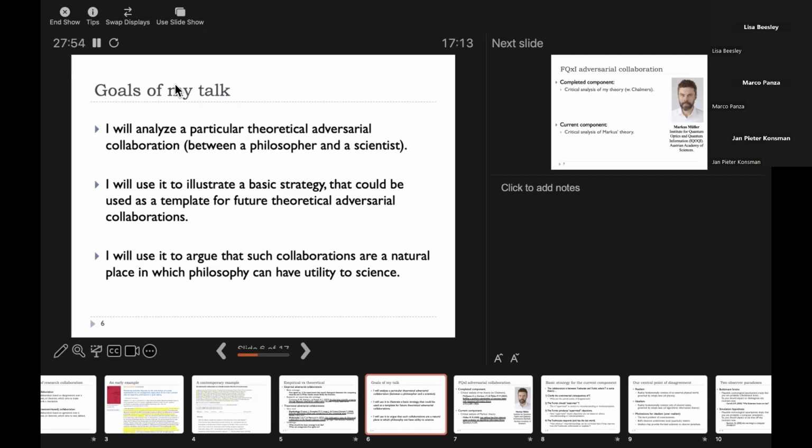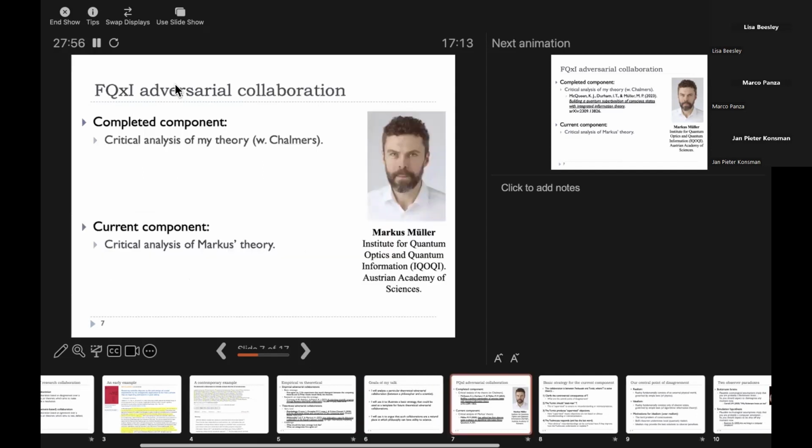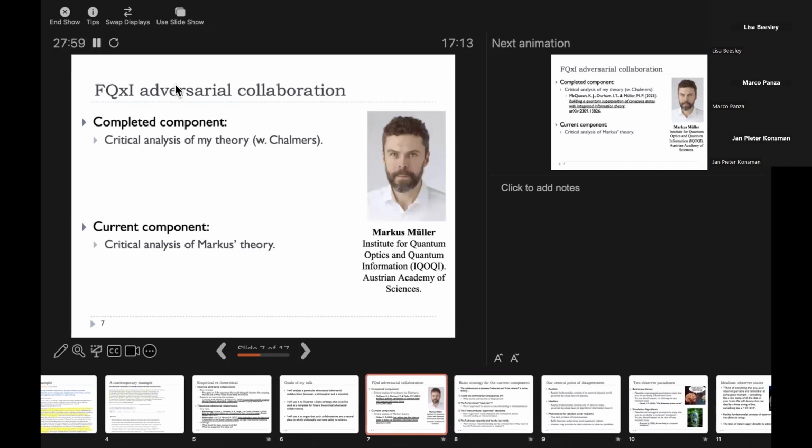First of all, here's the adversarial collaboration that I want to talk about. I'm the philosopher, and this is the scientist. His name's Markus Müller. He's a physicist from Austria. This is funded by FQXI, the Foundational Questions Institute, a really great organization that supports collaboration between philosophers and scientists. So they were interested in getting us to do an adversarial collaboration. We split it up into 2 components.